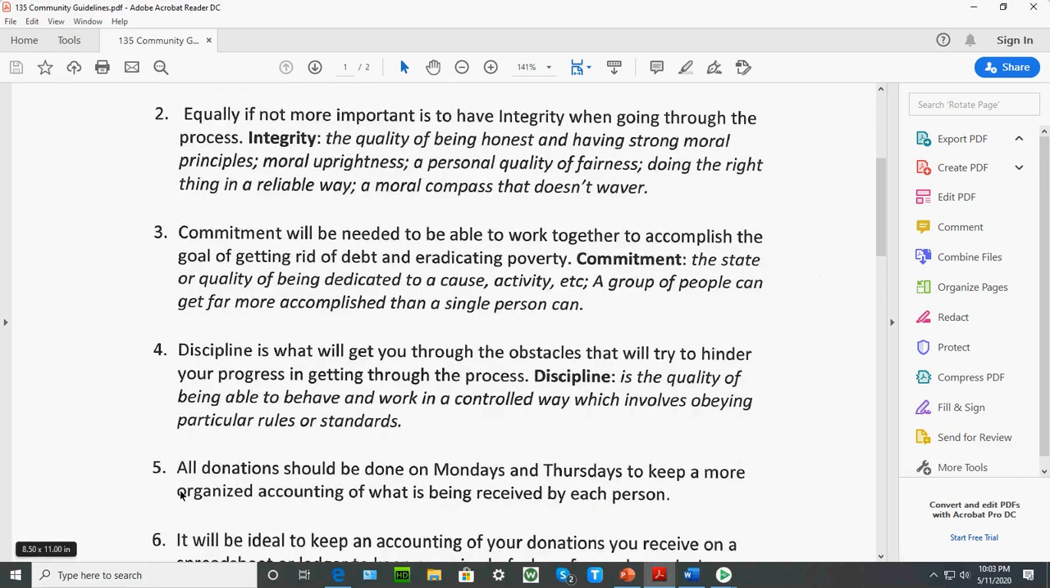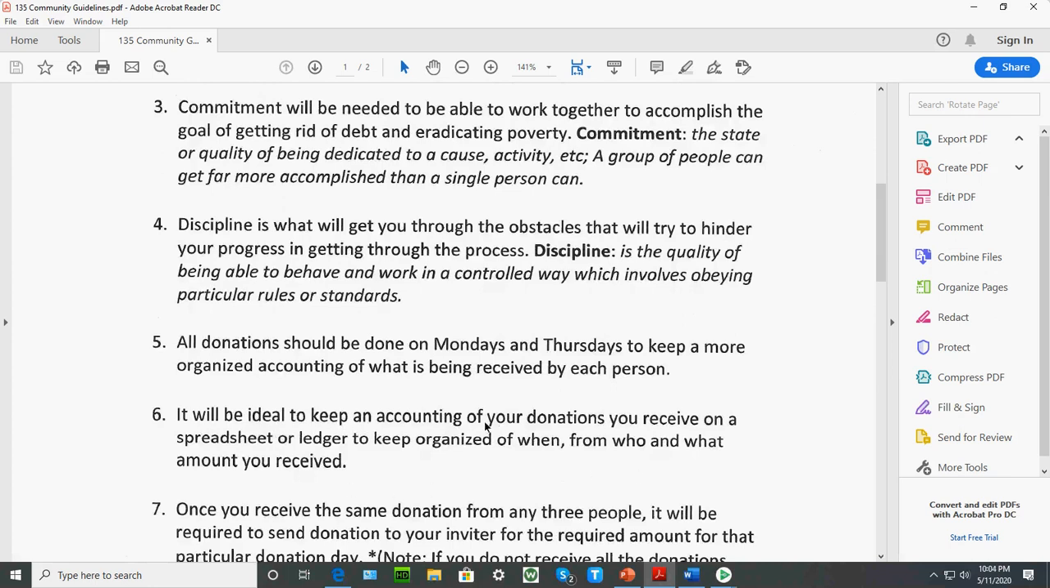Now, all donations should be done on Mondays and Thursdays to keep a more organized accounting of what is being received by each person. Mondays and Thursdays. Yeah, sure, we could have done this every day. But remember, no software, no computer. It's all on us. So let's keep it organized. We only donate on Mondays and Thursdays. Keep it simple. Keep it as simple as we can.